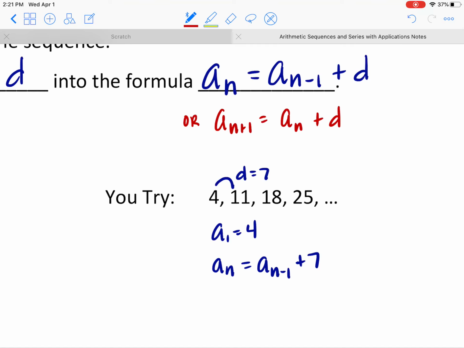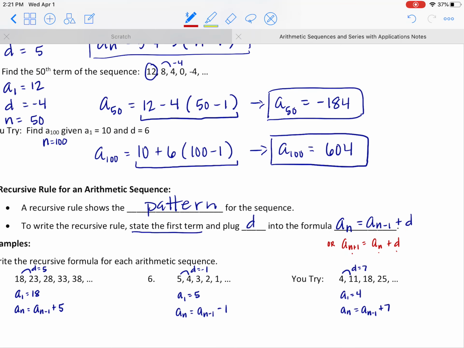We could also say that the next number on the list is the previous number plus the common difference. So any number plus the common difference would get you to the next number is what that's saying. So that's another version. Either one of those is acceptable. They both are fine. I just prefer the first. It makes a little more sense to me. But either one makes sense as long as you state the first term in your situation.